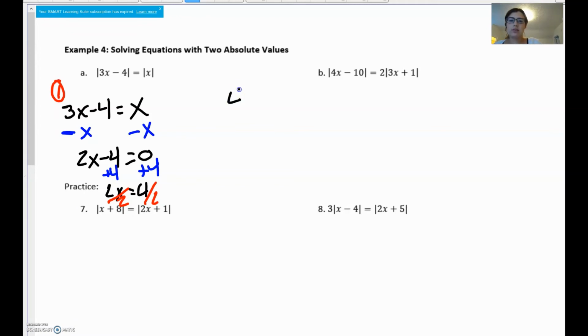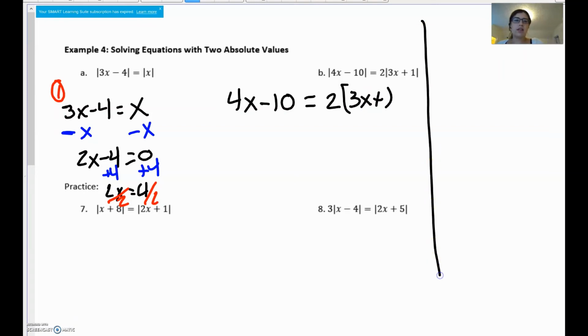So we're still going to have two different equations that we need to work on. We have 4x minus 10 equals 2 times the positive version of 3x plus 1. Those are just parentheses. And then we're going to have a second equation where it's 4x minus 10 equals 2 times the negative version of 3x plus 1. So the negative is just negative 3x minus 1. You just multiply it all by negative 1 or just switch your signs.